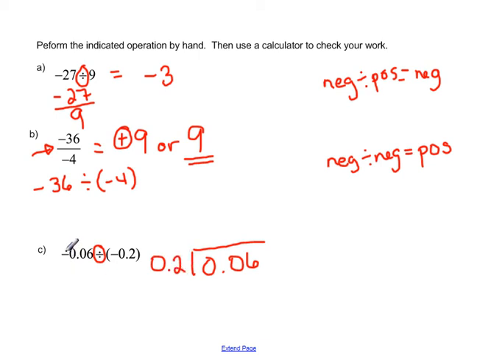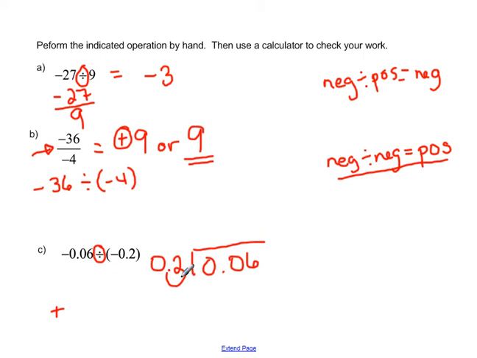Well, remember, here we have a negative divided by a negative. We said over here that a negative divided by a negative is always positive, so I know that my final answer is going to be positive. So we've taken care of the sign. Now we just need to take care of the division.